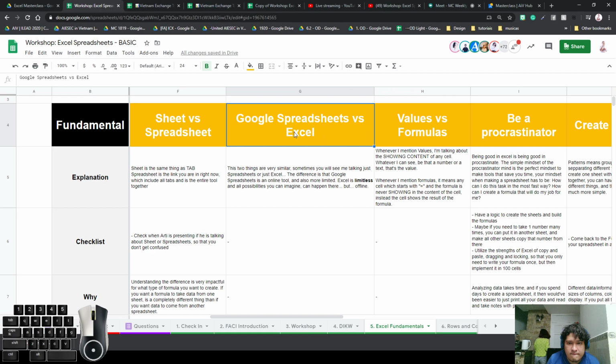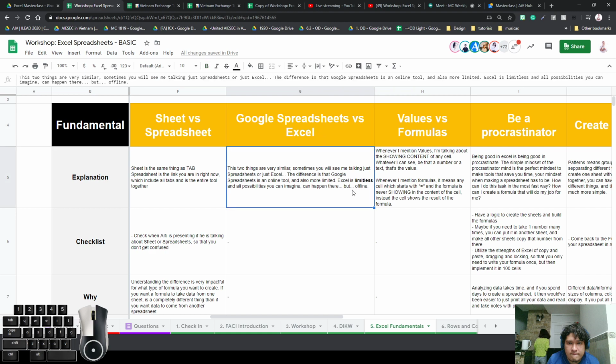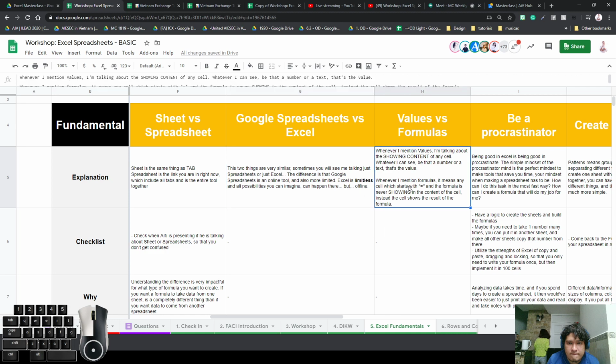We can use all the functions that are in Google Spreadsheets. And also, the bad thing about Excel is that it's always offline, so that's not good.